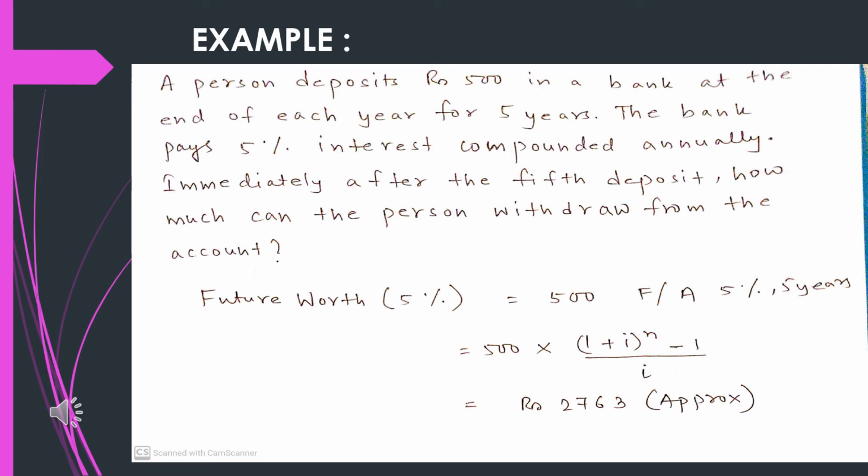In this example, we take into account that the person deposits rupees 500 in a bank at the end of each year for 5 continuous years. The bank pays 5% interest compounded annually on the deposits. Immediately after the 5th deposit, how much can the person withdraw from the account?